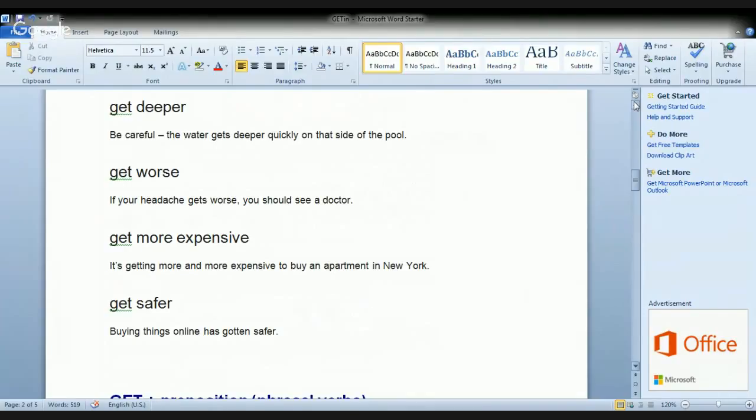Okay. For example, if someone's constructing a building, they have to dig down, they have to get deeper to build the foundation.